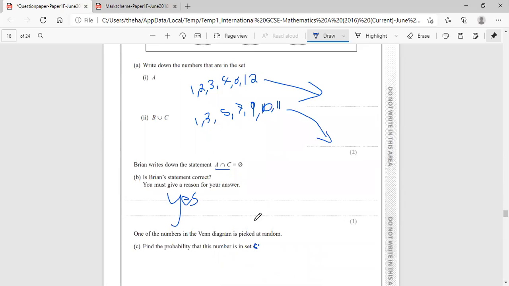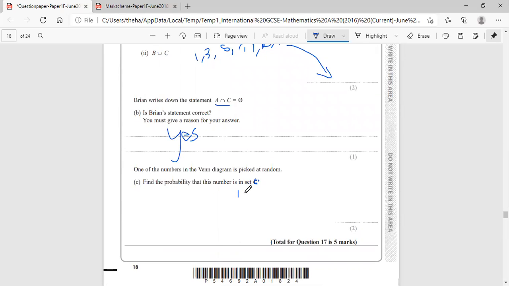And the question is, work out the probability of picking one that's not in C. So the answer is 10 out of 12. And to get the second mark, you'd have to write the 10 as not in C, and then the 12 as all numbers, and then just write the fraction. Simple enough.